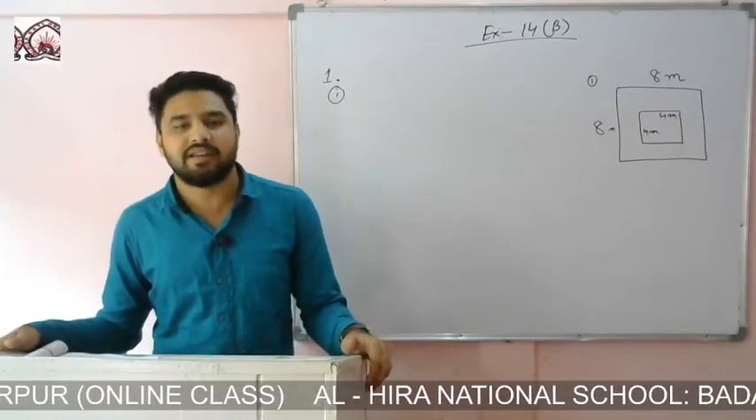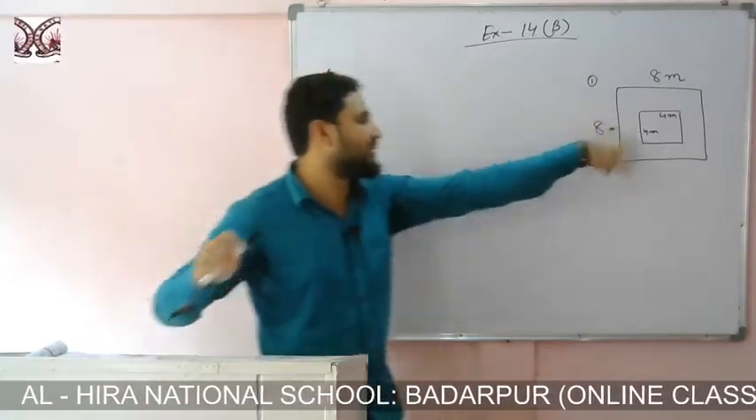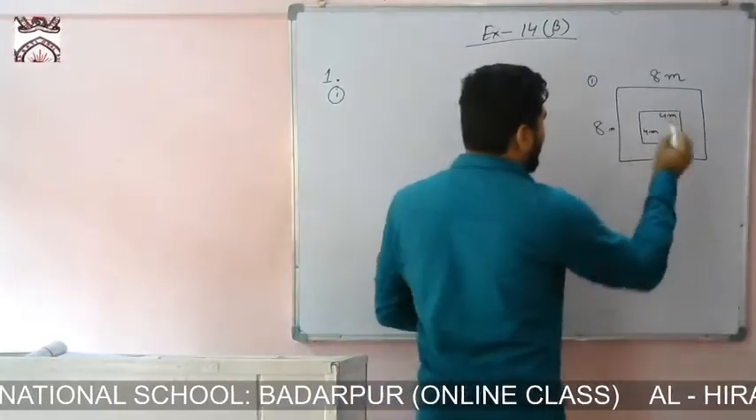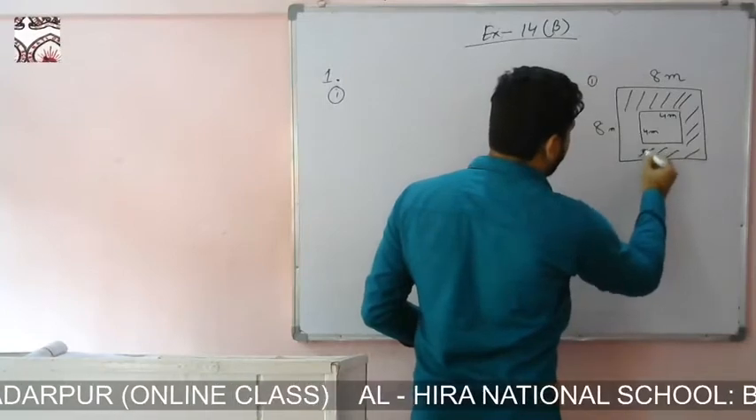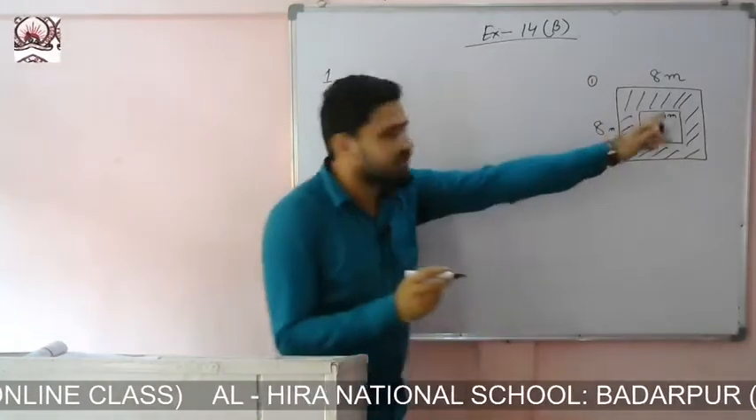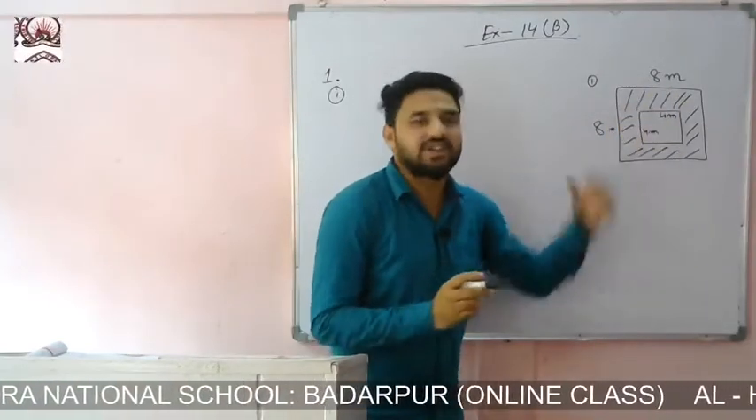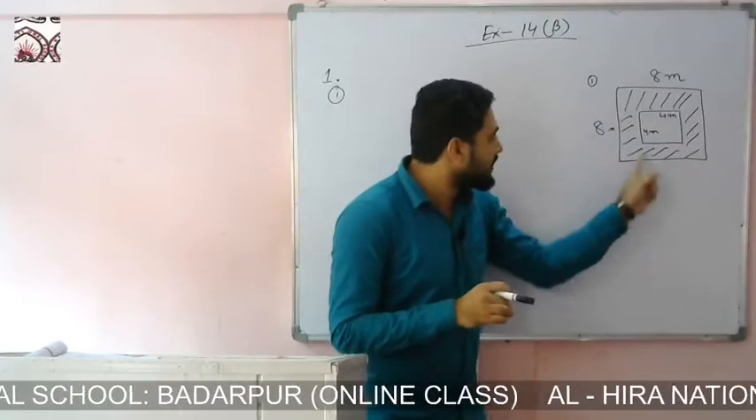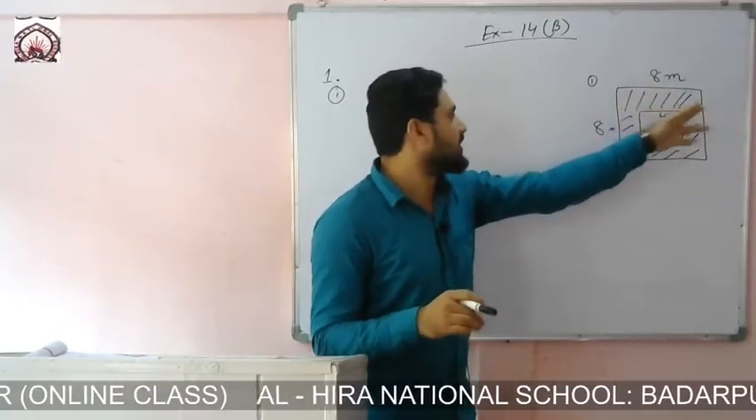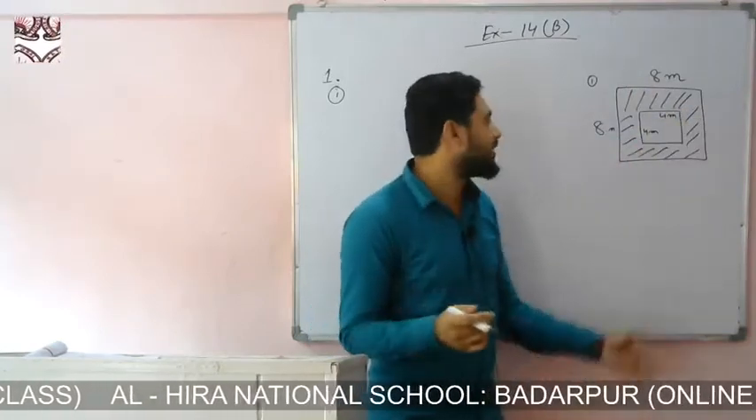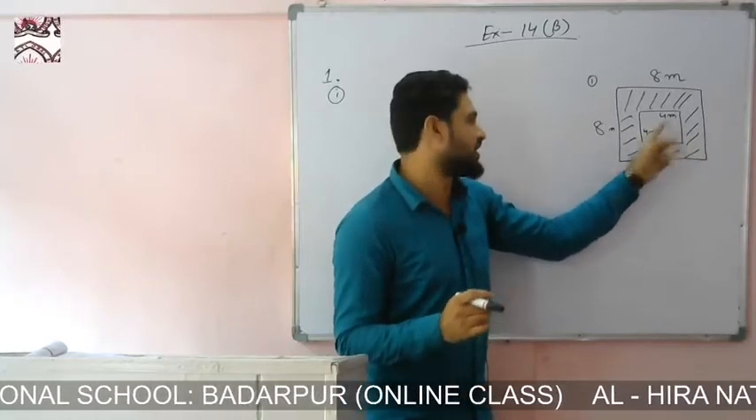That means you have to find the area of the shaded portion. From the figure, you can see this is the shaded portion you have to find. From the measurement you can see that both the shapes are what? Square. This is also a square, that is 8 centimeter by 8 centimeter. Obviously if length and breadth are same, then you can say that these are square, because all the sides will be same. Here also you can see 4 centimeter, this one also 4 centimeter, so you can say that this is also a square.